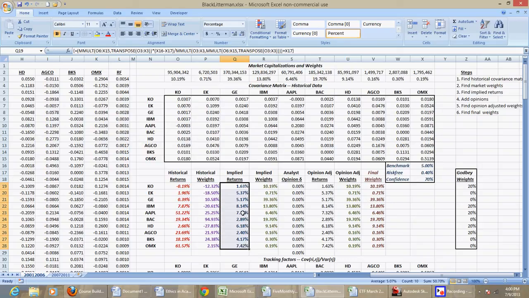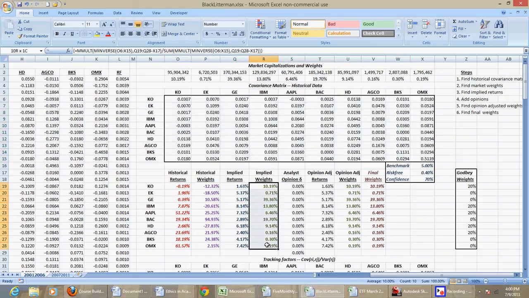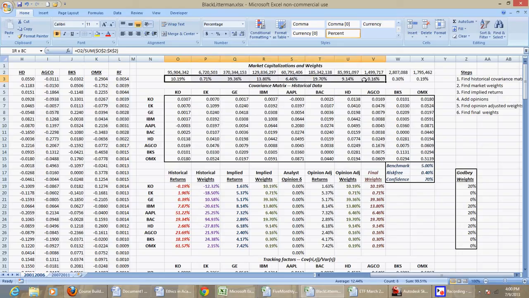Step number 2, just as a check, now using these returns and this covariance matrix, see if you can find these weights. These weights should match these weights. I just want you to do that as a check to see that you're doing the matrix algebra correctly.